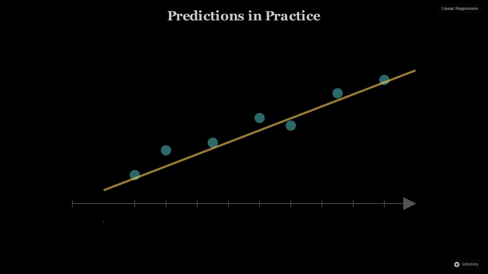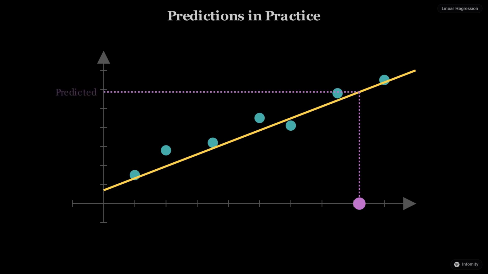Once the rubber band is set, we can use it to predict the future. If we have a new house size that we have never seen before, we simply find that spot on our board. Look up to see where the rubber band sits and follow it across to find the predicted price. The band acts as a bridge between what we know and what we want to find out.